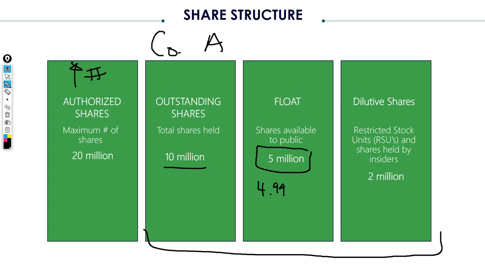Okay, so the float is usually a much lower number, and there is no standard for a low float or a large float. I don't really want to get into that. I'll just say that the float usually can create a lot more volatility if it's a lower number. We'll just leave it at that, okay?